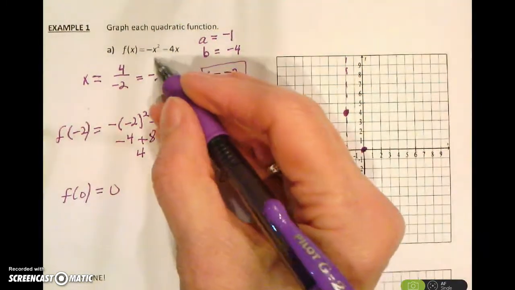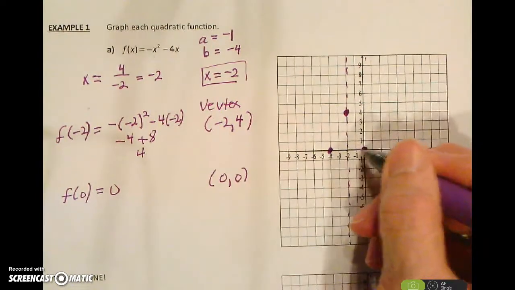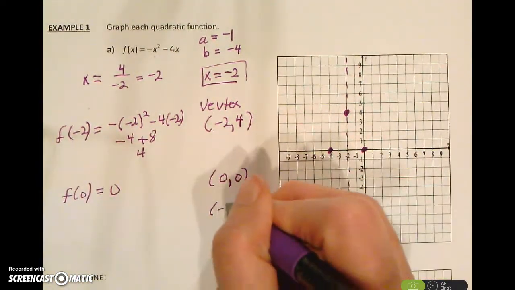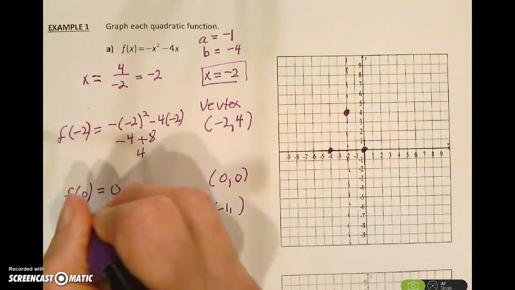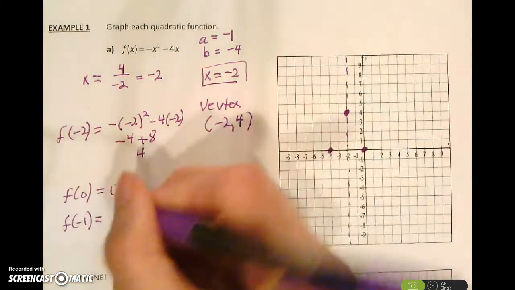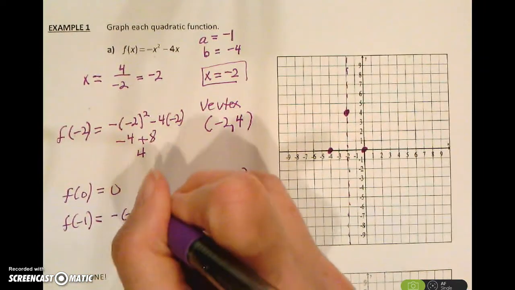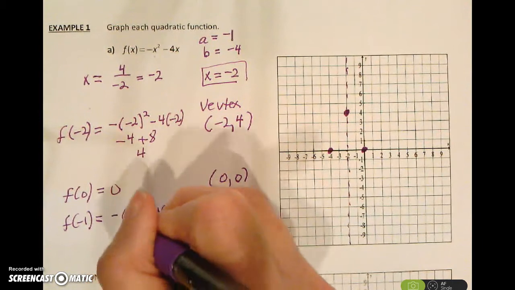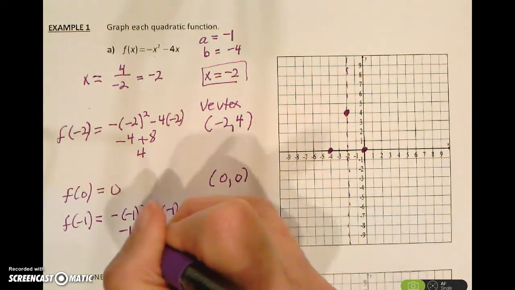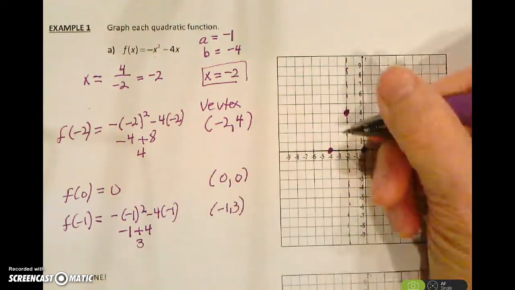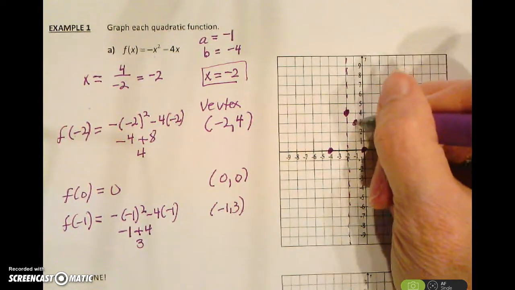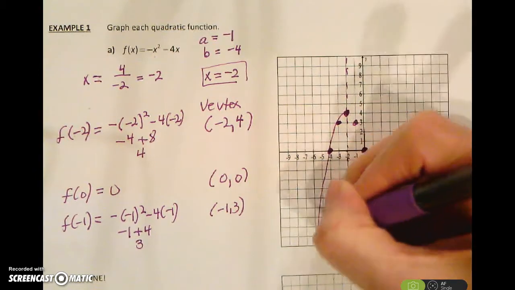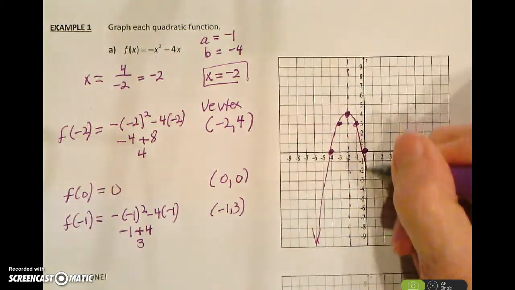So the negatives are always hard, and these are all negatives in here. So if we were to do the point negative 1, I'm going to have f of negative 1, which is going to be a negative of negative 1 squared minus 4 times negative 1. So that's 1, that's negative 1 plus 4, which is 3. So I have the point (negative 1, 3), and then symmetry to get the other one. So we can sketch our graph.